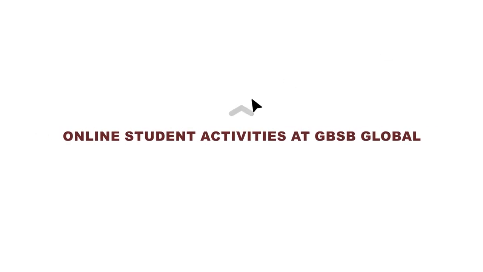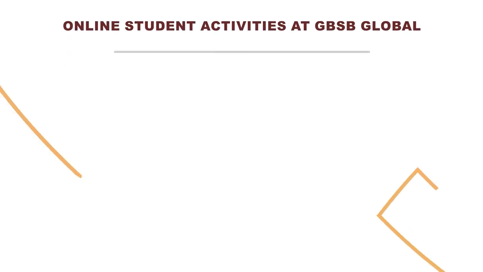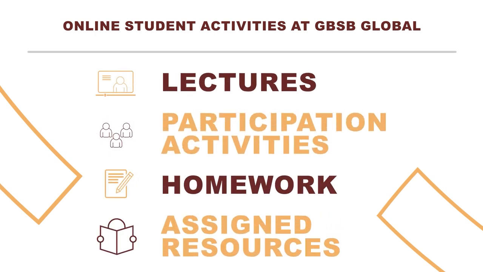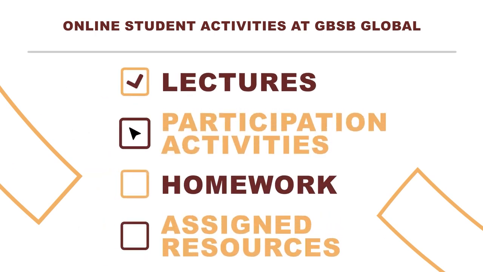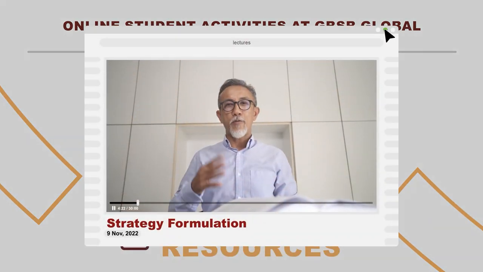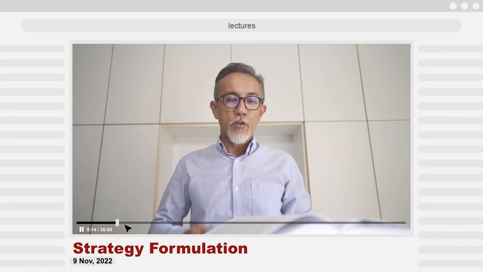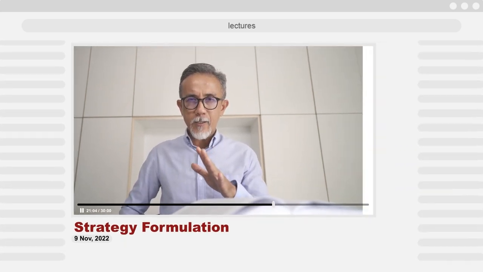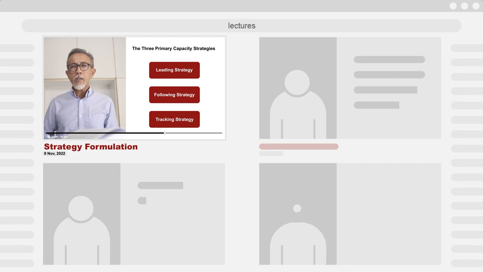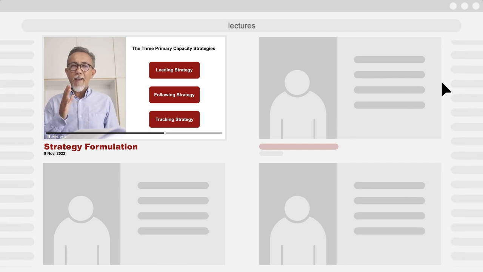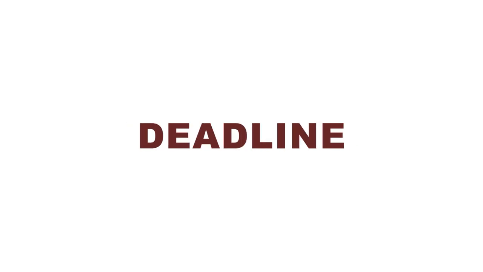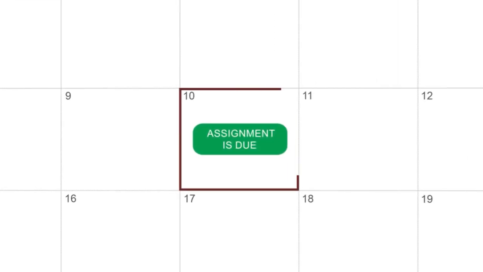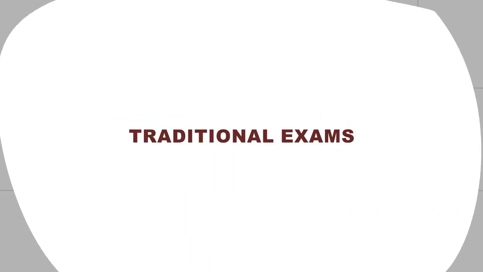As an online student at GBSB Global, you will watch lectures, complete weekly participation activities and homework by a given deadline, and read the assigned resources on your own time. Lectures are recorded and can be viewed at your convenience. Each week, you will have between 1 and 4 lectures depending on your program. Although lectures can be watched at any time, the deadline for assignments is not flexible, so make sure you have enough time to complete them.